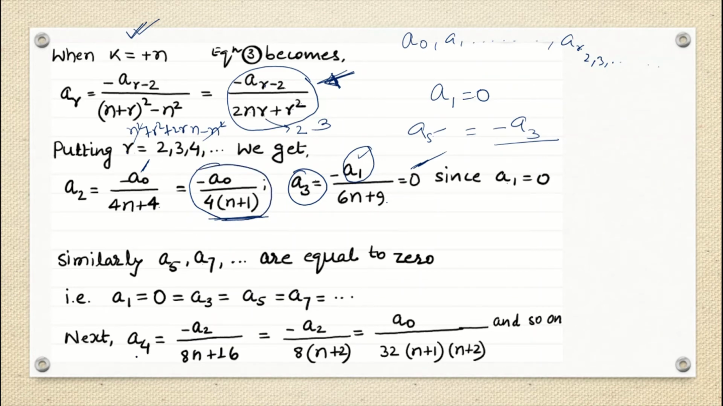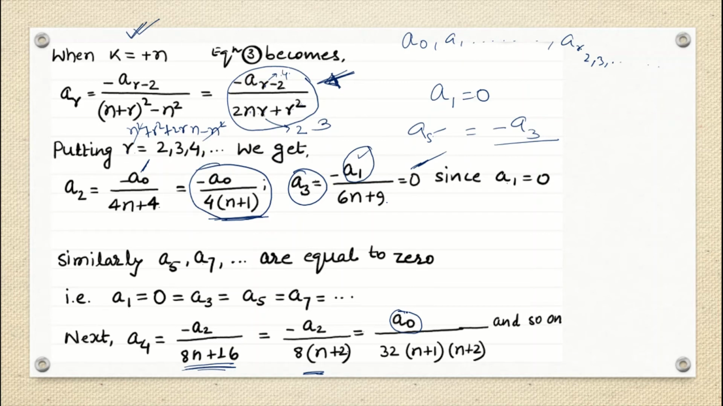What will be my A4? A4 will be, if r is 4, 4 minus 2 is 2, that means minus A2, and then 4 times 4 times 2 is 8, that means 8(n plus 2), which is 8n plus 16, correct? Now I'm just simplifying the denominator, that means minus A2 by 8 taking common (n plus 2), or if I am putting it in terms of A0 only, to make one term common.